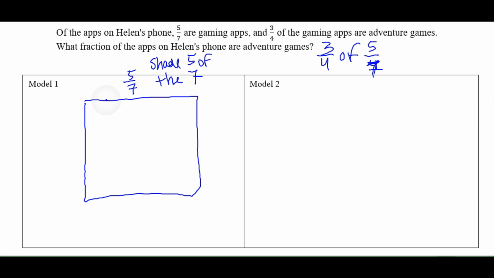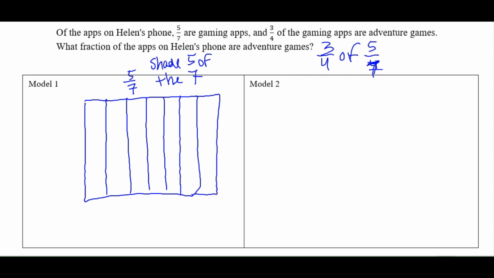So we want to first divide this into 7s. 1, 2, 3, 4, 5, 6, 7. So I have 7. And then I need to shade 5 of the 7. So this is 1 of the 7, 2 of the 7, 3 of the 7, 4 of the 7, 5 of the 7. So I need to start off with 5/7. This pink represents the gaming apps on Helen's phone.